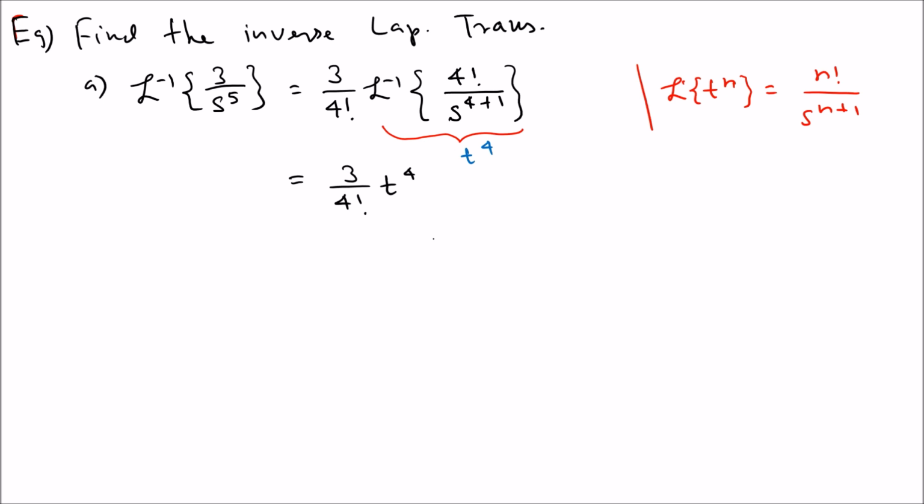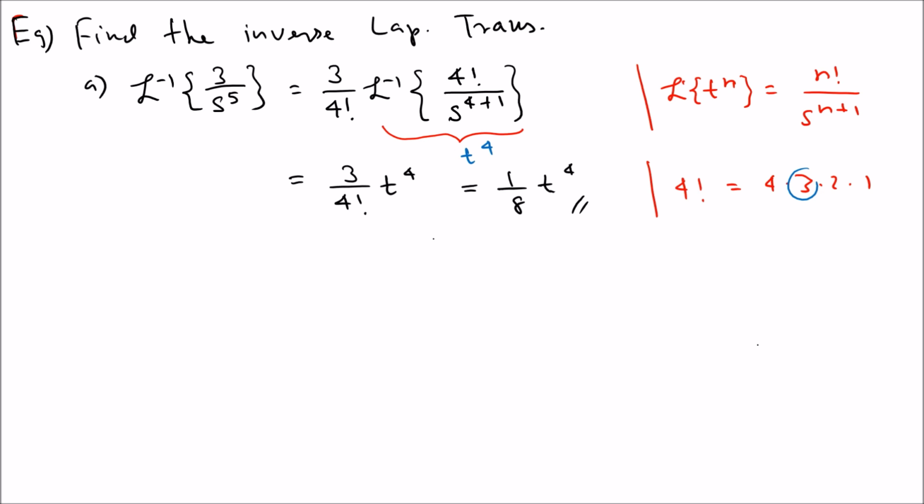Now we can simplify this a little bit. 4 factorial is 4 times 3 times 2 times 1, and the 3 on top gets cancelled. So you're going to get 8. The answer is simply 1 over 8 t to the 4.